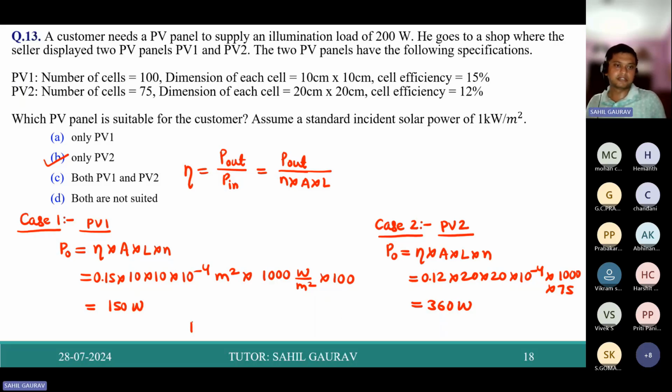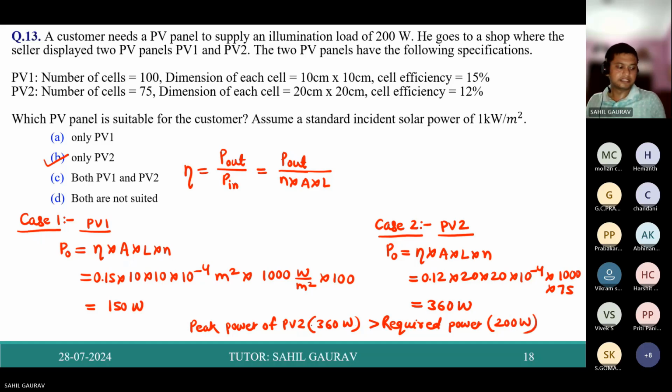So you can write: peak power of PV2, 360 watt, is greater than the required power, that is 200 watt. Hence, PV2 is suitable.